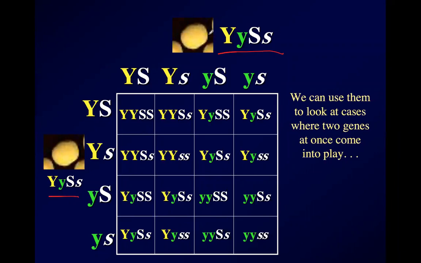And there's 4 ways that can happen. The parent up here can pass on the first of each pair, big Y and big S, or it can pass on the outermost of each pair, big Y, little s, or it can pass on the innermost of each pair, little y, big S, or it can pass on the last of each pair, little y, little s.